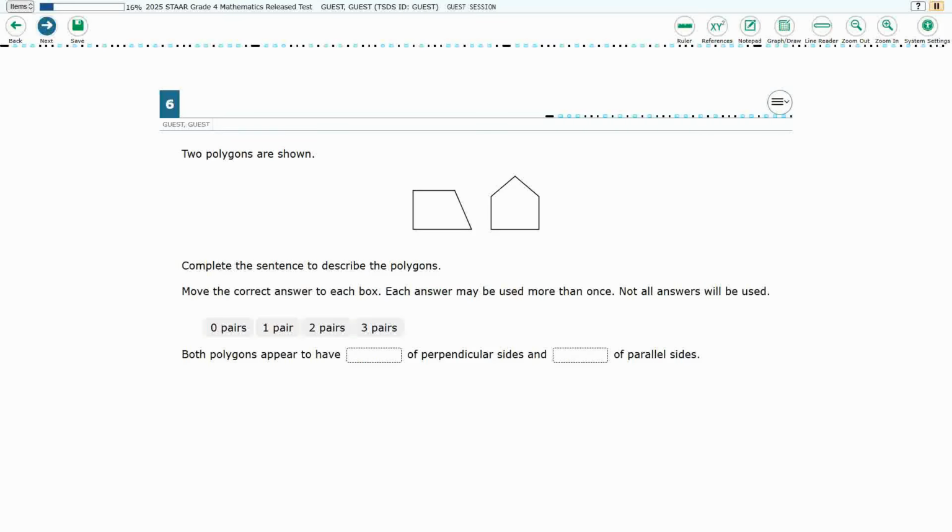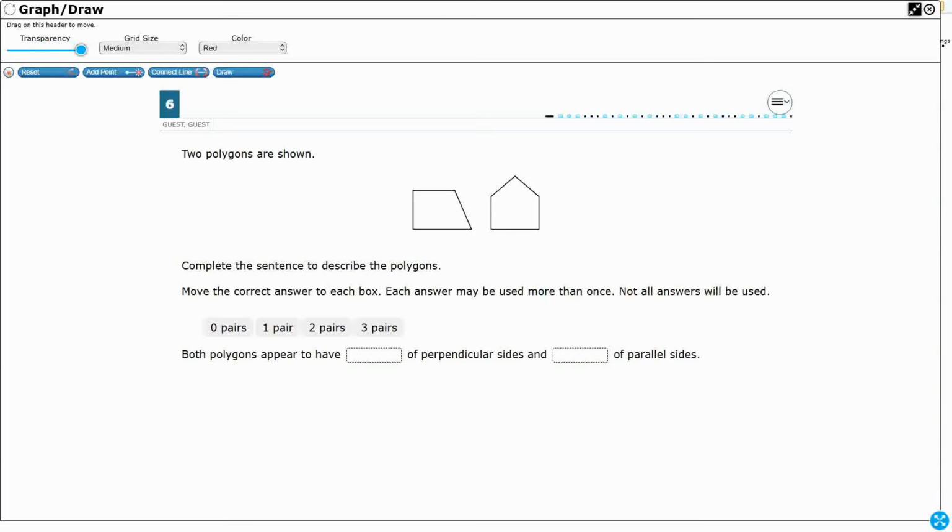For number 6, we are classifying two-dimensional shapes. This is 4.6D. And we've got 2 different polygons. And as you can tell, this is a drag and drop. It's a 2-point problem here. And so both polygons appear to have blank number of perpendicular sides and blank number of parallel sides.